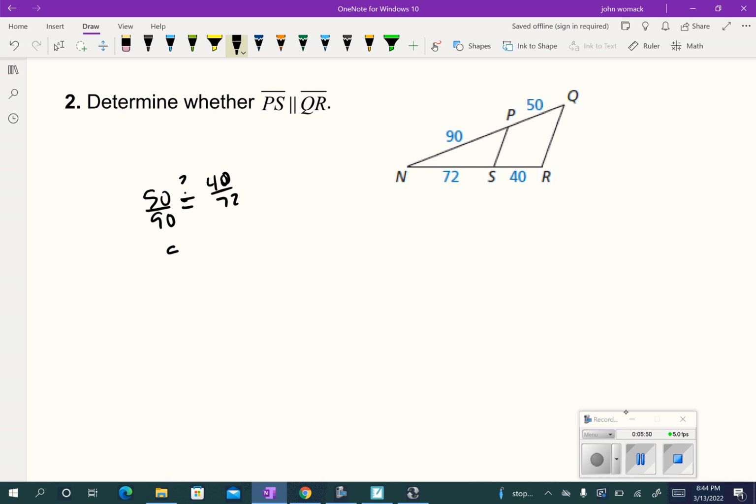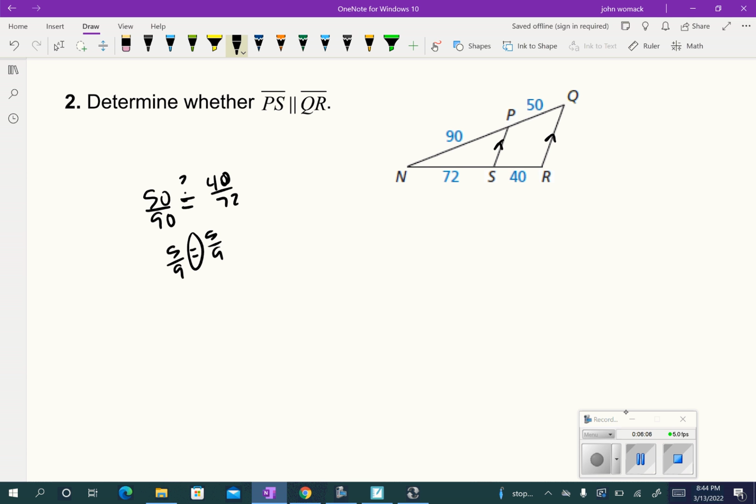So 50 over 90 is pretty easy. It reduces down to 5/9. So let's reduce 40 over 72. I think you can divide them both by 8. And you also get 5/9. So they are equal. What that means is we've just proved that sides SP and RQ are parallel to each other.